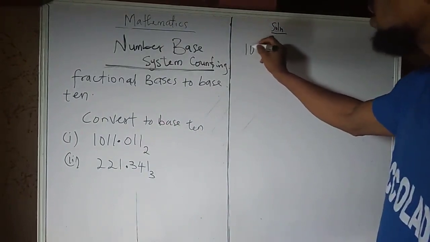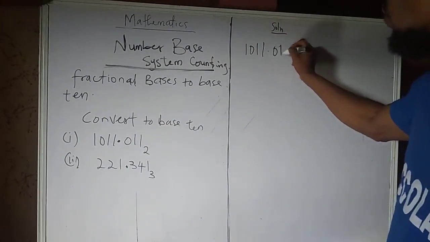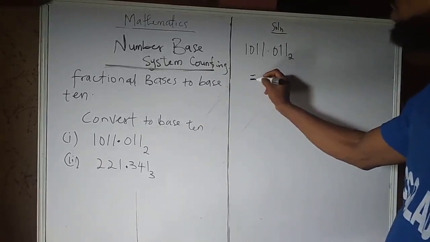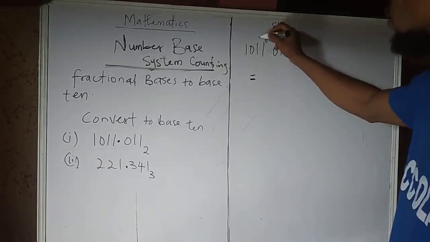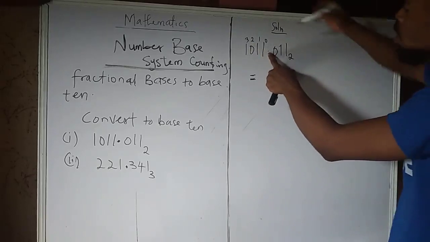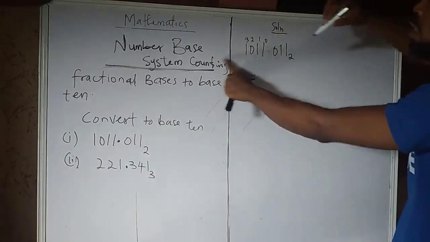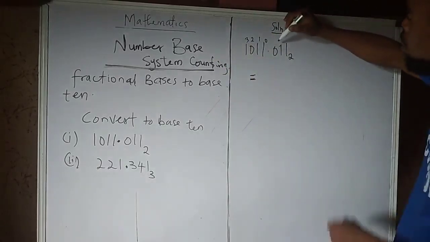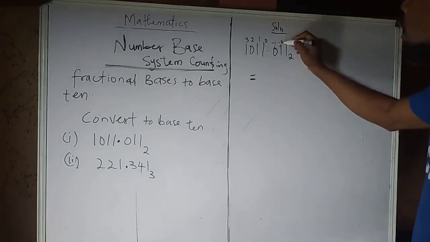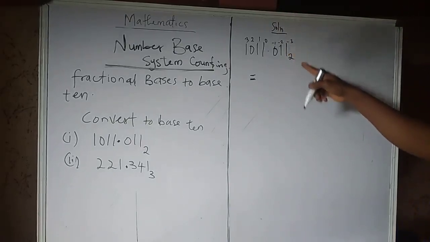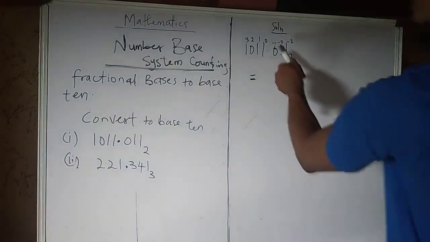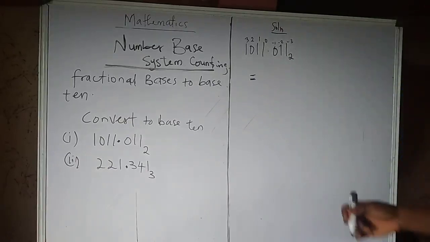So if you have 1011.011 in base 2 to convert to base 10, I write 0, 1, 2, 3 here. The normal thing before the decimal point, we have 0, 1, 2, 3. These are the whole number part. Then for the fraction part, the powers are going to be minus 1, minus 2, and minus 3. I believe you can see what I am doing here.